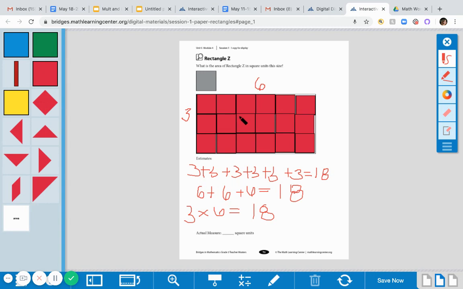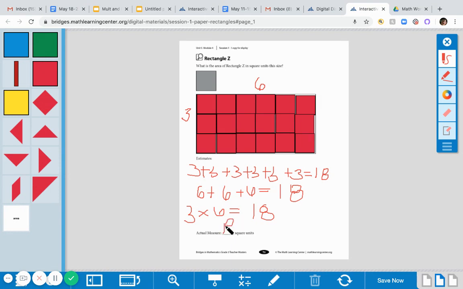Now let's count our tiles to make sure that we have our correct answer. And I'm going to count by 3s. So we have 3, 6, 9, 12, 15, 18. So our answer is correct.